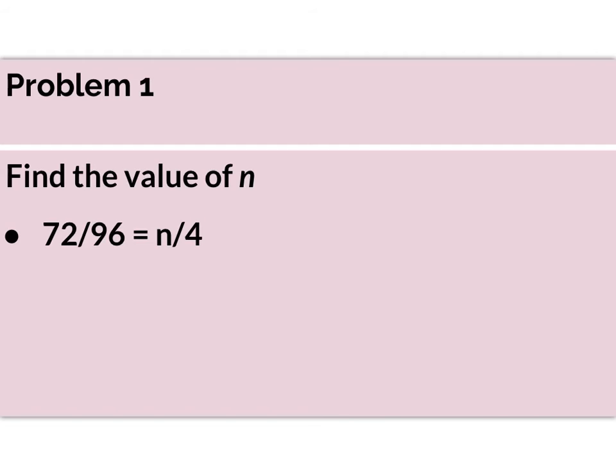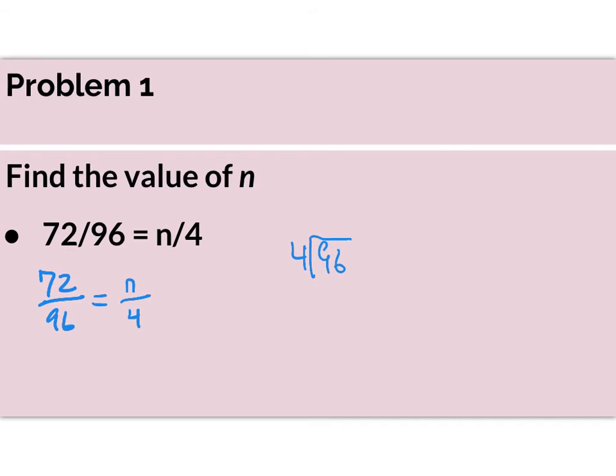Okay, so here we go. You tried it, and I hope you were successful. 72 over 96. And this number is actually going down. So n over 4. Now, you might be saying, I don't know how to go from 96 to 4. It's easy. All you got to do is take your 96 and divide it by 4.